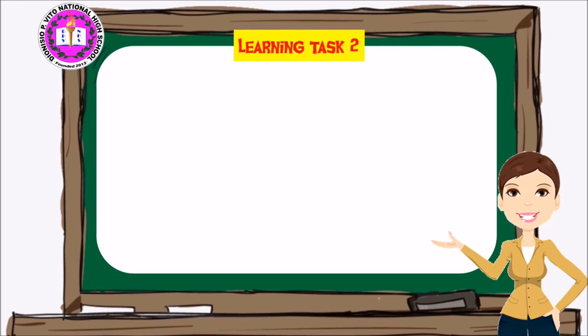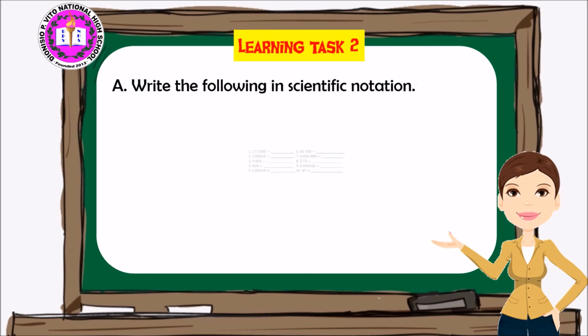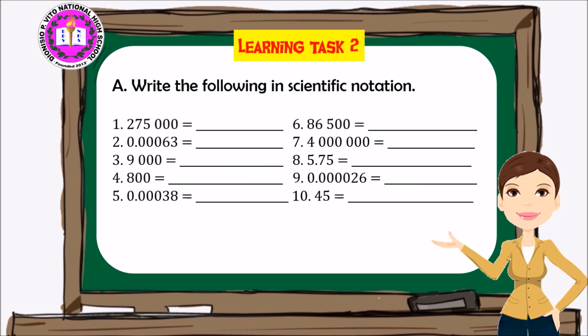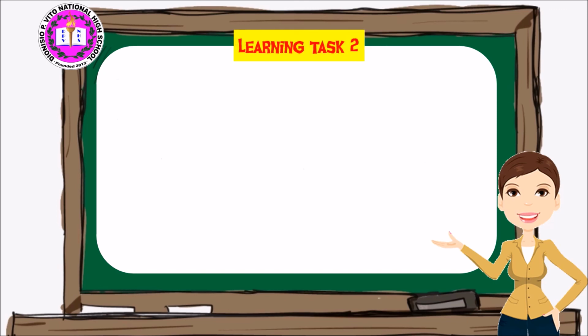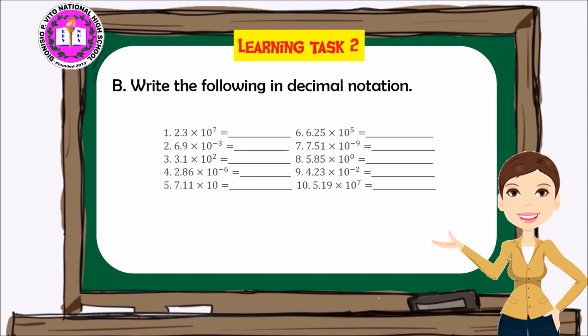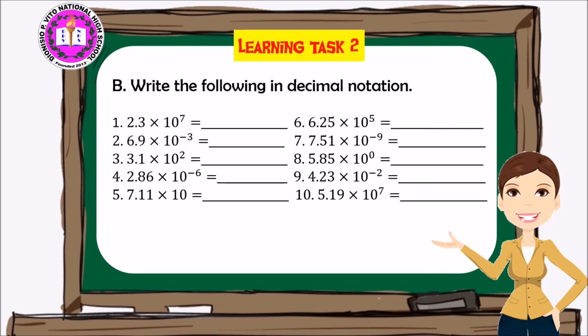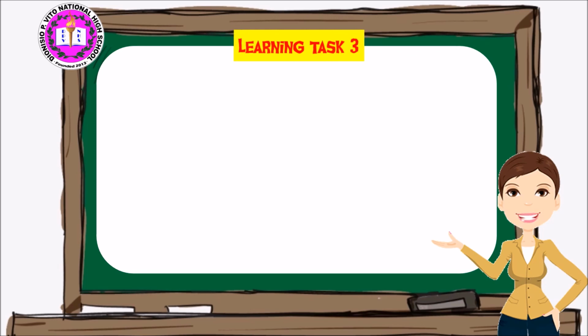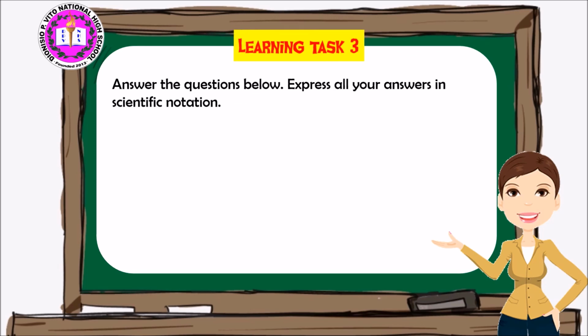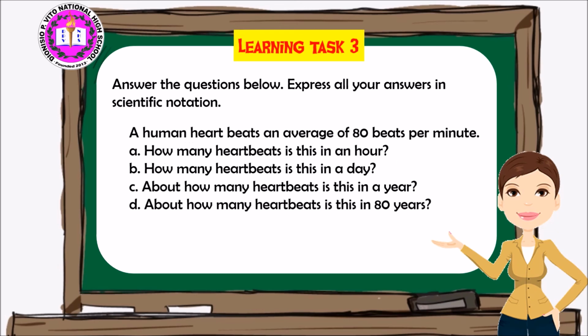For your learning task number 2, letter A, write the following in scientific notation. For letter B, write the following in decimal notation. And for learning task number 3, answer the questions below. Express all your answers in scientific notation.